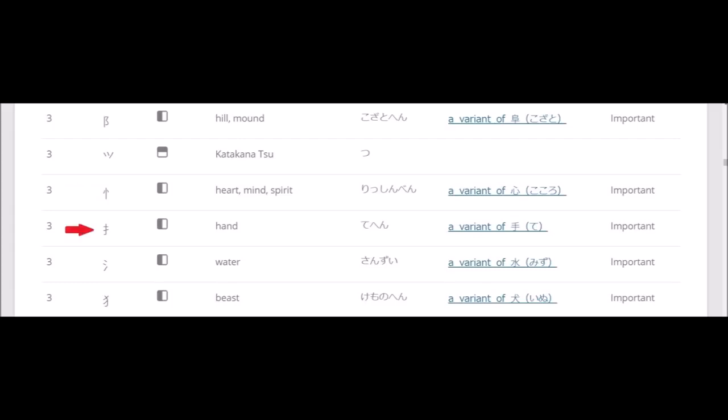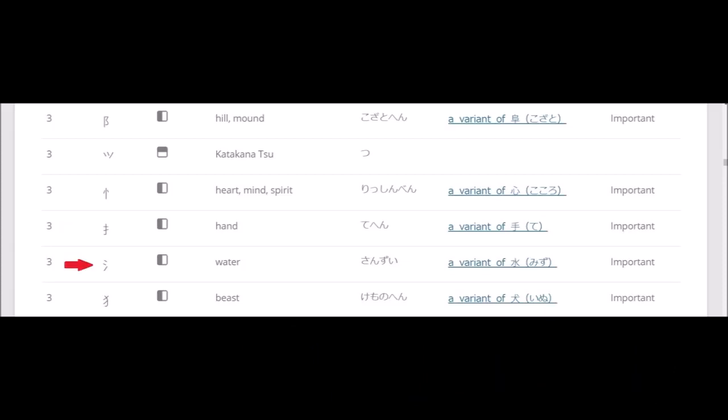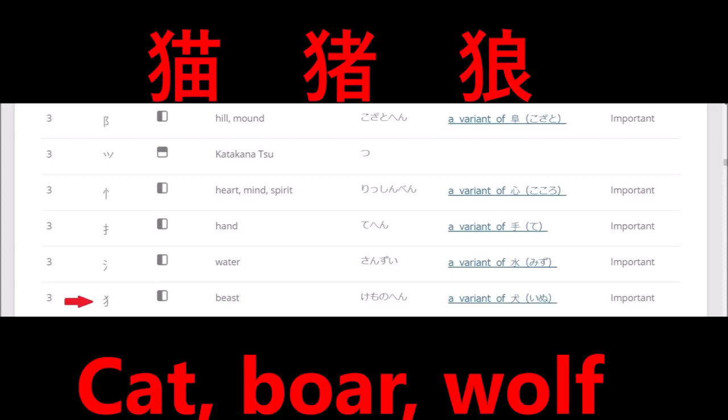Tehen, which is hand, and very important. It's in a lot of kanji, like motsu, mochimasu, that verb which means to hold things. So it would make sense that a hand would be part of that kanji, like you're holding something in your hand. Sanzui, water, also very important. And you'll notice it looks like a katakana shi. That's how I used to think of it. But it's actually water. And then kemono hen, also very important, and it means animal or beast. And you'll see often if a kanji has that radical, it is an animal.